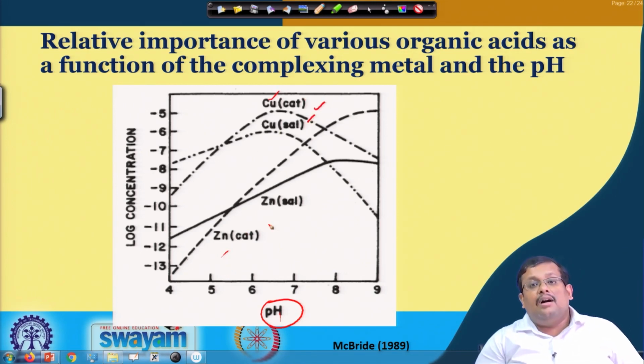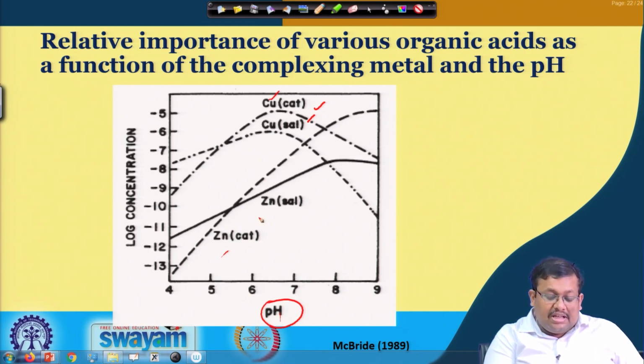For both the elements, we can see that up to pH around 5.5, the binding capability of zinc salicylate is higher than that of zinc catechol, and then when this threshold level is achieved, zinc catechol shows higher complexing ability than that of zinc salicylate.